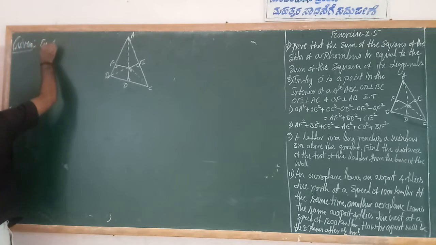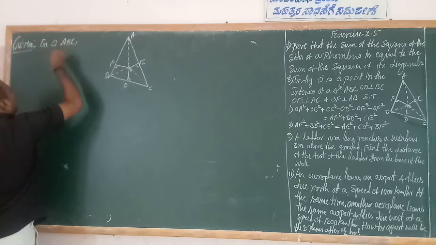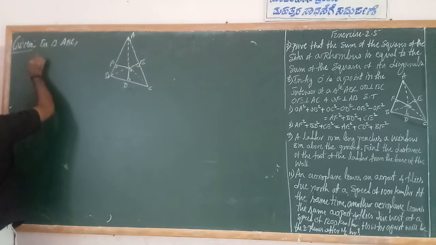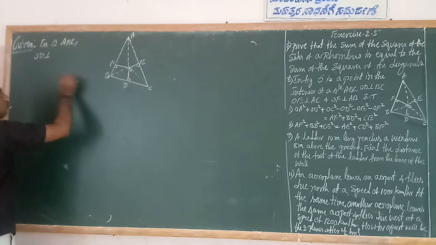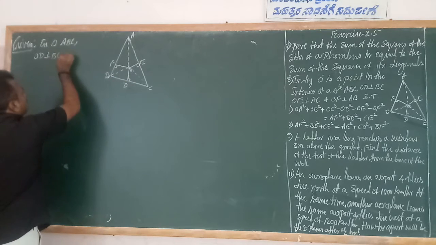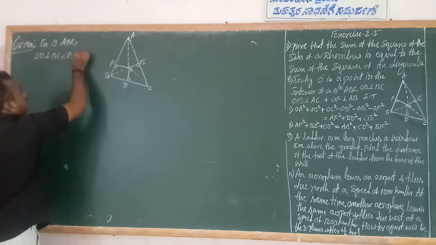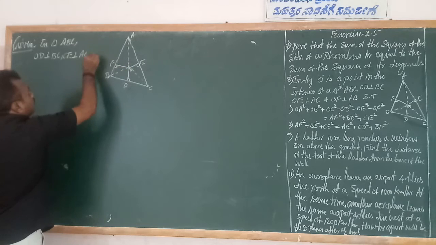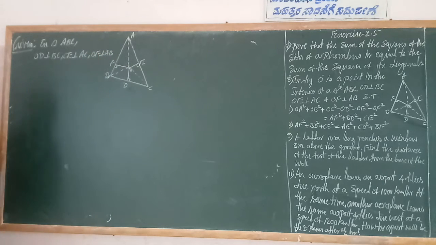In triangle ABC, OD is perpendicular to BC, OE is perpendicular to AC, and OF is perpendicular to AB. So this is given, and O is in the interior of the triangle ABC. Now what we have to prove, that is to prove.